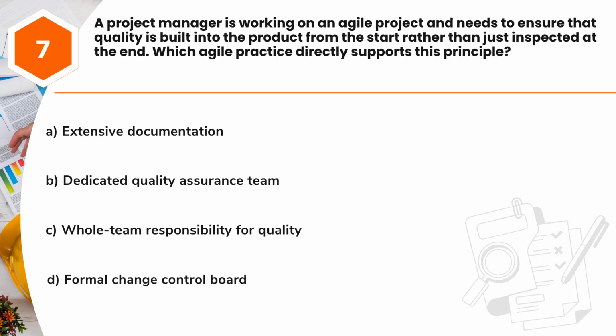Question 7. A project manager is working on an Agile project and needs to ensure that quality is built into the product from the start rather than just inspected at the end. Which Agile practice directly supports this principle? A. Extensive documentation. B. Dedicated quality assurance team. C. Whole team responsibility for quality. D. Formal change control board.